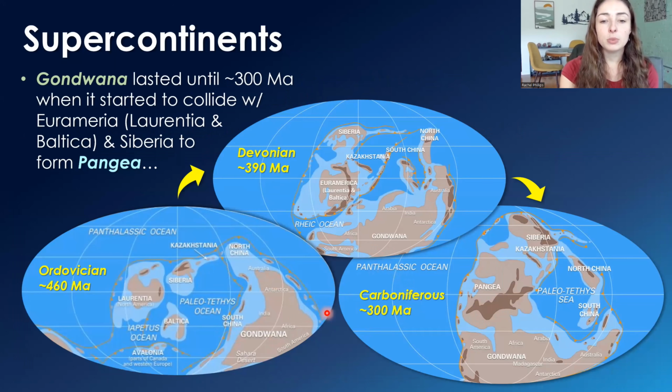And like I mentioned, Gondwana lasted throughout most of the Paleozoic era, even though it moved around because of plate tectonics. It didn't necessarily separate until about 300 million years ago, when it still didn't separate. However, it did combine with those northern hemisphere continental landmasses that we just talked about to form Pangea, everybody's favorite supercontinent because they know what it is.